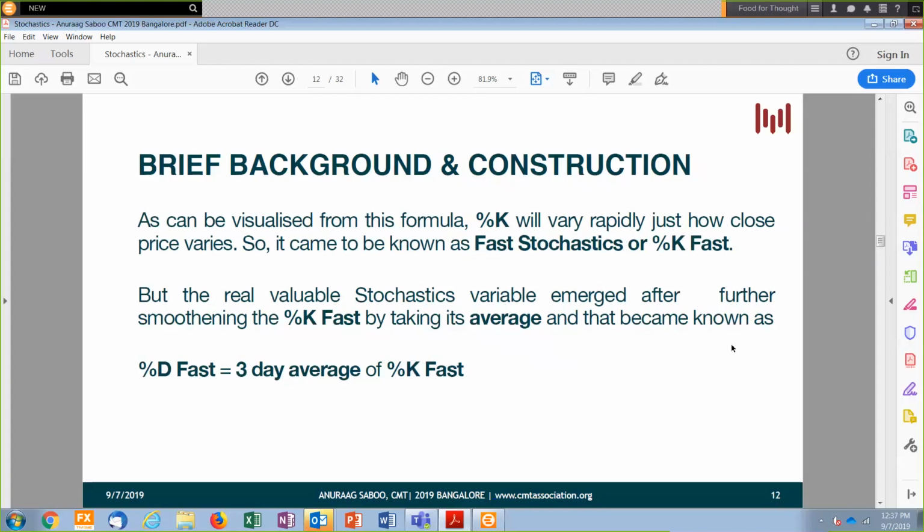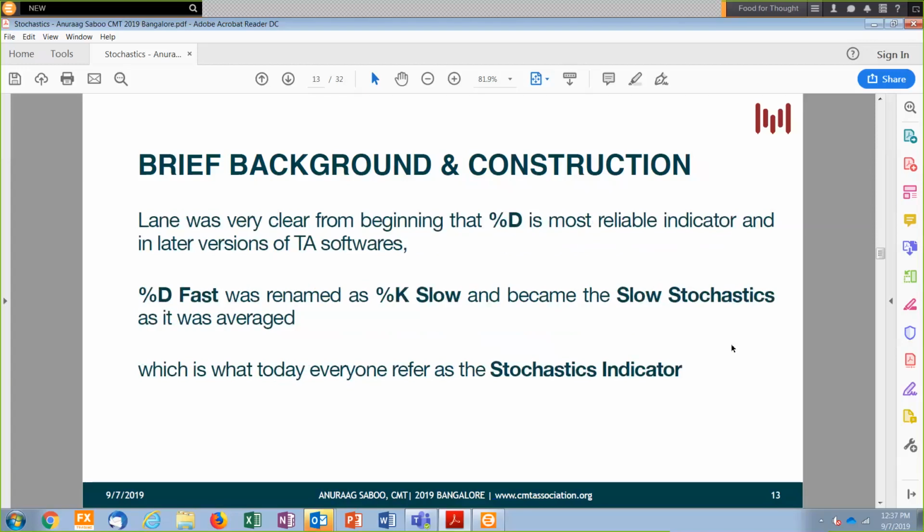But the real valuable stochastic variable emerged after further smoothing this percentage K fast by taking its average, and that came to be known as percentage D fast. So percentage D fast is equal to a 3-day average of percentage K fast. If your percentage K fast was varying rapidly, percentage D fast is a smoother version of percentage K fast, and this came to be known as percentage D, and the percentage D variable name came from this. So Lane was very clear from the beginning that the percentage D which he discovered or developed is the most reliable indicator.